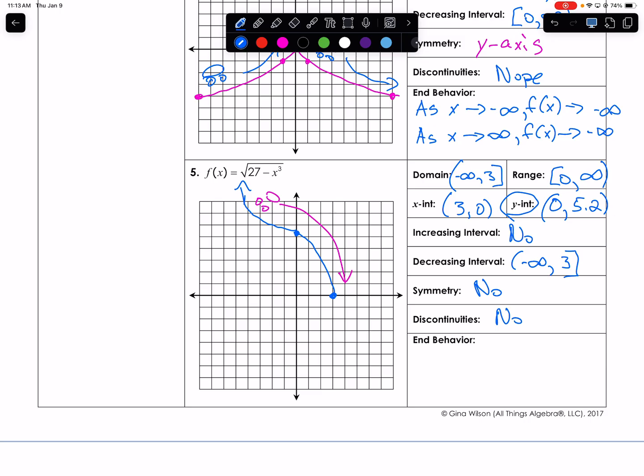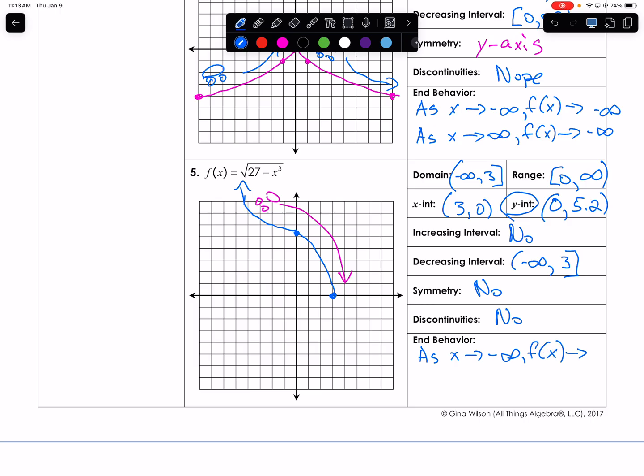End behavior is funky. I have to look at mine to double check it. I think the negative infinity one's the easier one to understand this time. So as it goes this way, negative infinity, what do the y values do? So x is negative, y is positive. So the top one is as x goes to negative infinity, y goes to positive infinity.